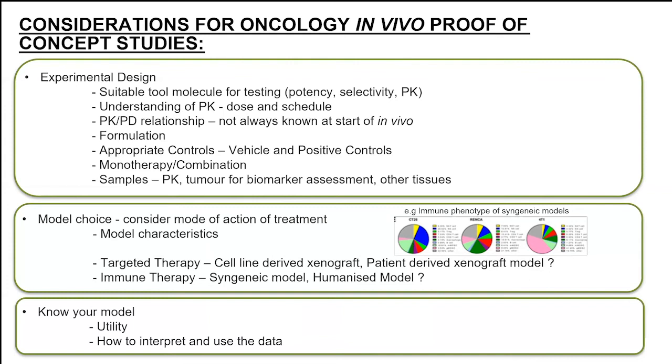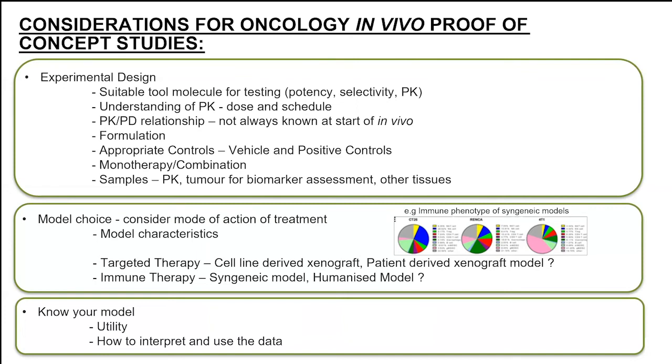And also for many of the studies that you do, you want to get the most out of these studies, so making sure you take as many samples as possible to understand your PK, tumour for biomarker assessment, and indeed other tissues to look at any other normal tissue biomarkers. So the model choice is about thinking about what your mode of action is.